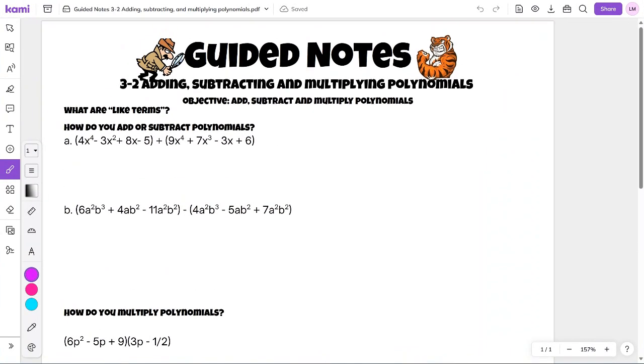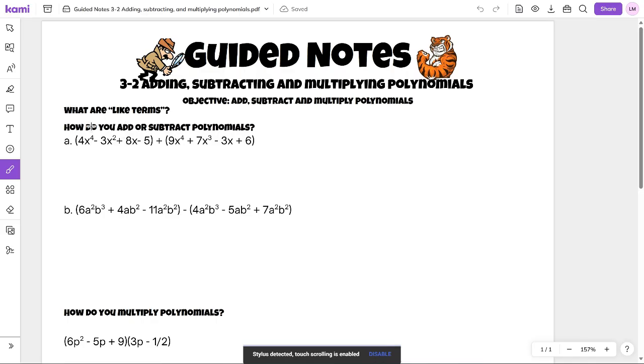3.2, adding and subtracting and multiplying polynomials. So our objective is that we can do all of those things. So first of all, we need to talk about what are like terms.